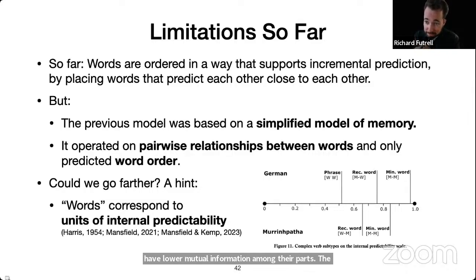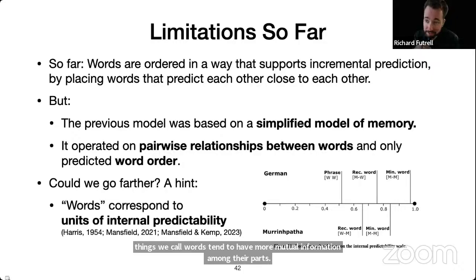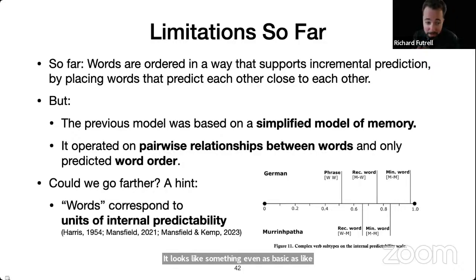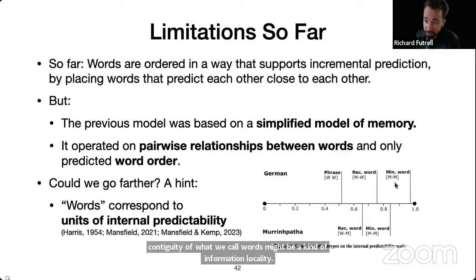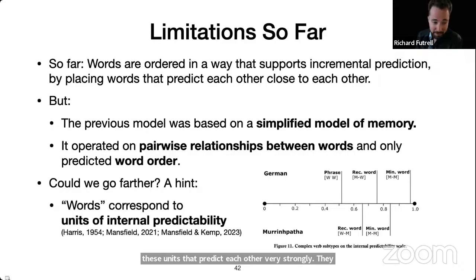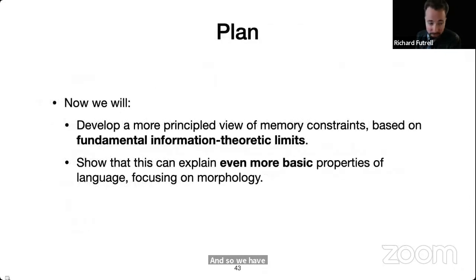It looks like something even as basic as the contiguity of what we call words might be a kind of information locality. These units that predict each other very strongly, they really want to be close to each other. And so we have concatenation of morphemes in words.